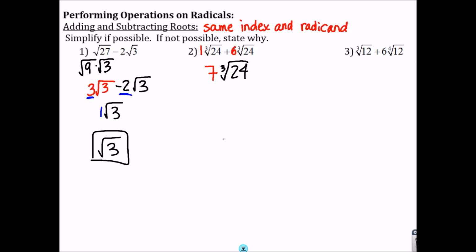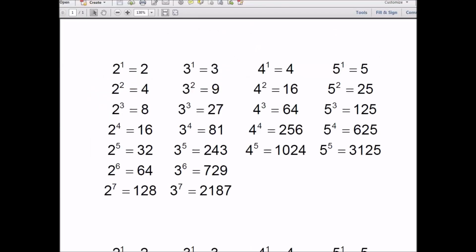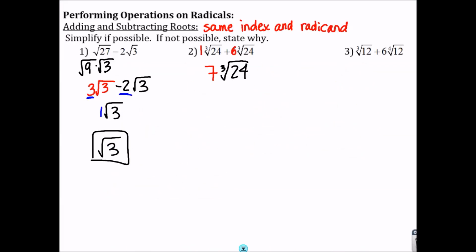Then I need to find a perfect cube that's a factor of 24. You can refer to your power sheet. 8 times 3 is 24, and 8 is a perfect cube. So I can split cube root of 24 up into cube root of 8, cube root of 3. I know that the cube root of 8 is 2, and the cube root of 3 cannot be simplified. Then you've got to remember to bring down the 7. And the final step is to multiply 7 and 2, and you end up with 14 cube root of 3 as your final answer.